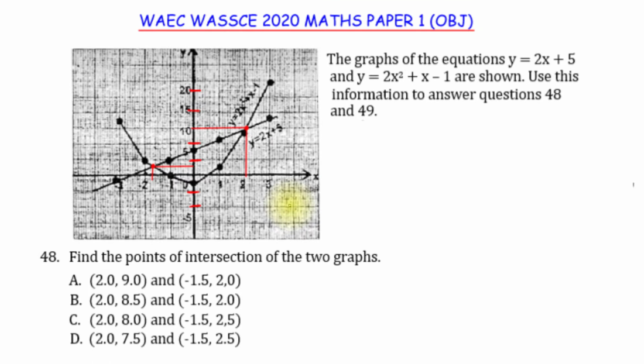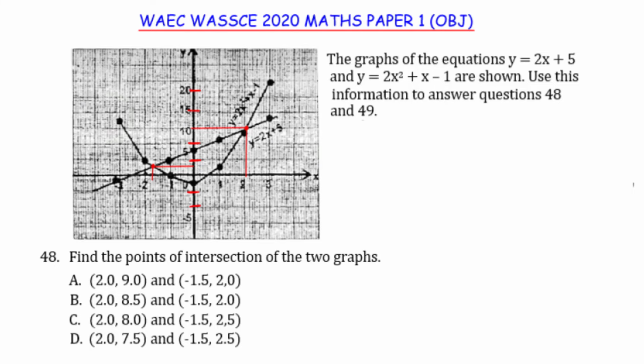So, I think what was being requested was not actually to solve the question from the graph. Yes, the graph was there. I take it as a distraction. What are we asked to do? We are asked to find the point of intersection of the two graphs. These two points of intersection are the points at which the two graphs are actually equal. So I can just say the point of intersection is the point in which 2x plus 5 is equal to 2x squared plus x minus 1. And I will get the value of x and substitute for the value of y.